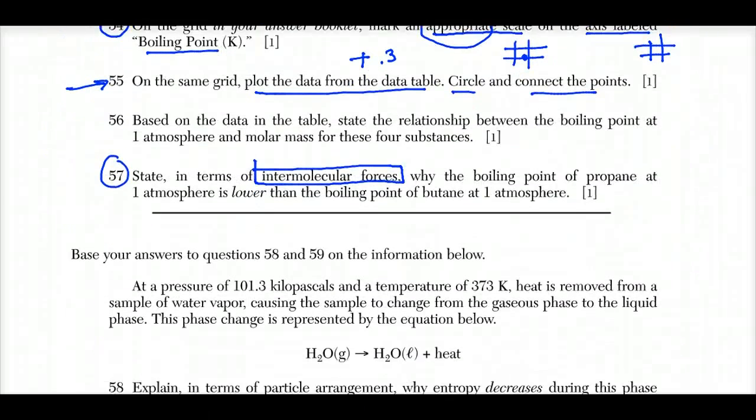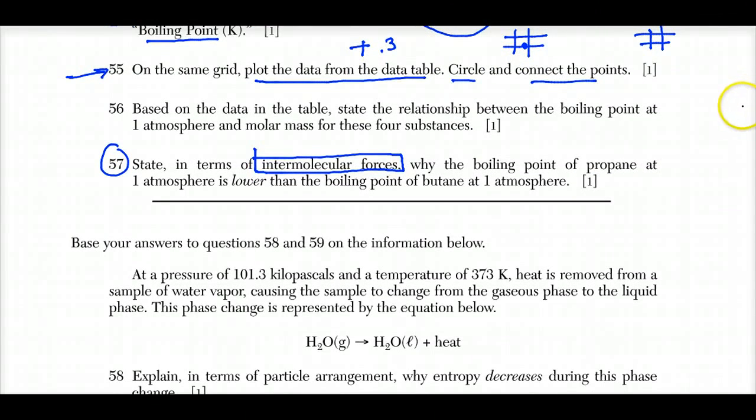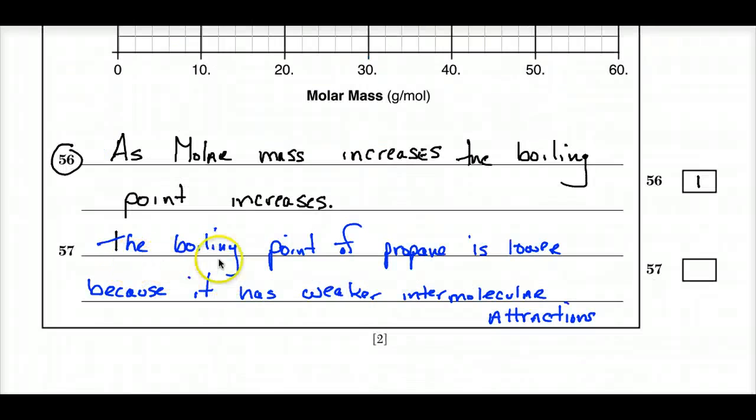So all you have to say is that in terms of intermolecular attractions, the boiling point of propane is lower because it has weaker attractive forces. It needs less energy to escape each other. Or you could say butane has stronger intermolecular forces. That's why it needs more energy to boil and thus has a higher boiling point. Okay, so I said the boiling point of propane is lower because it has weaker intermolecular attractions. You don't have to explain the details of the weaker, just that it has.